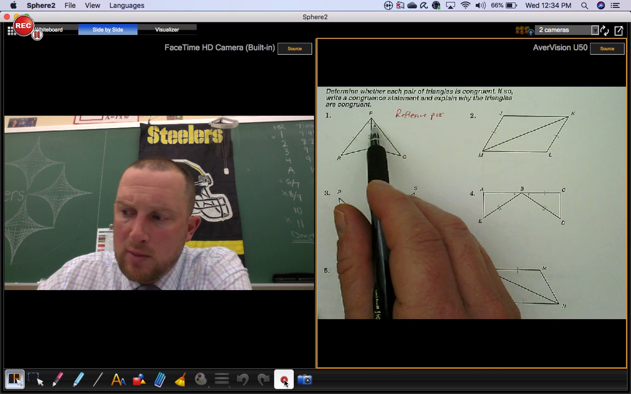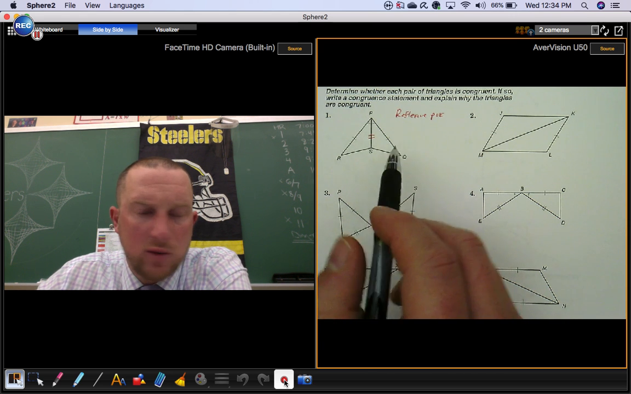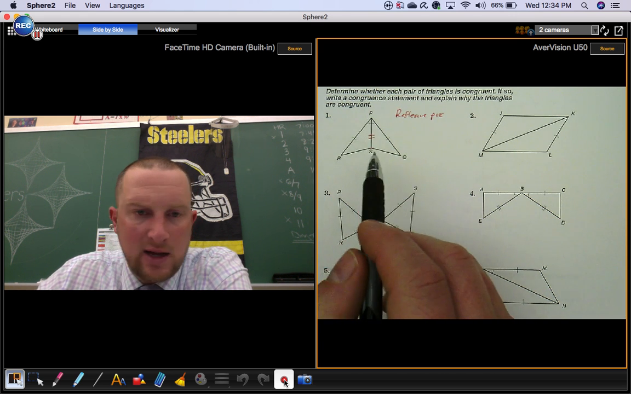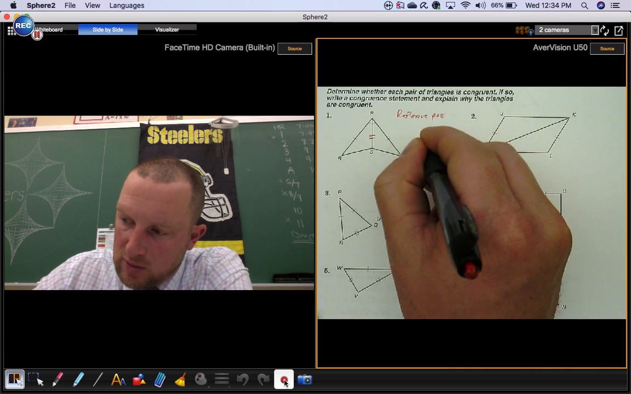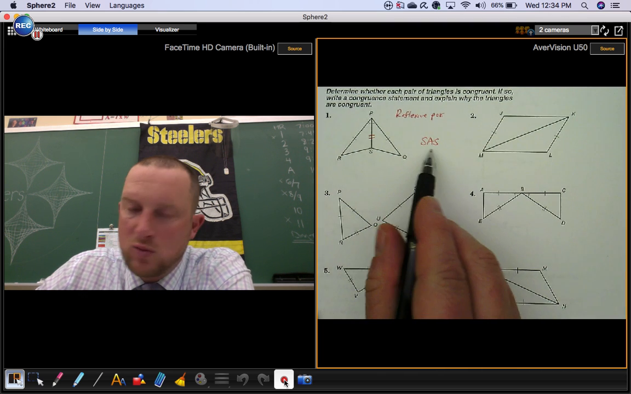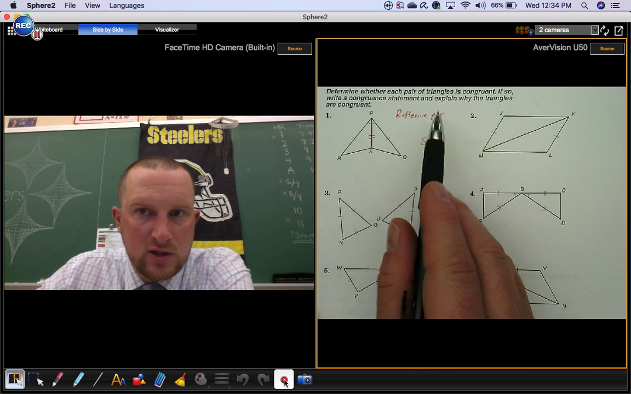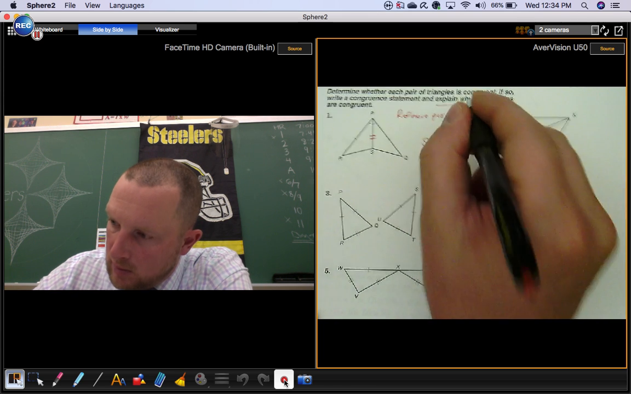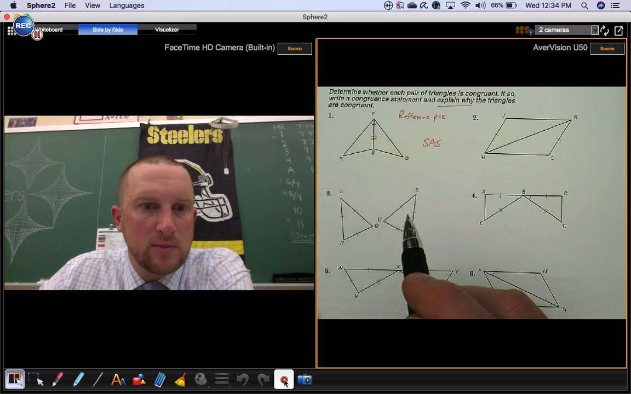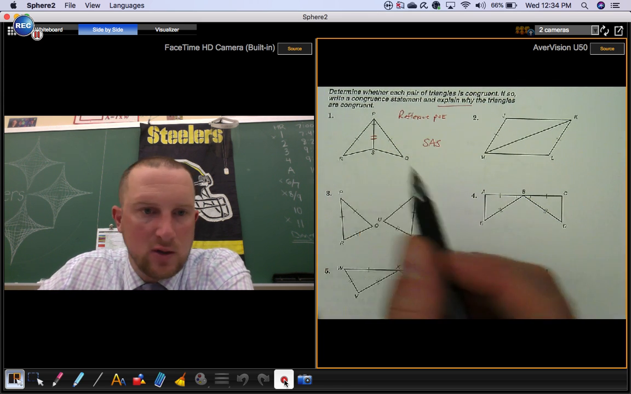Now, look at the marks now. Are these triangles congruent? We have 2 pairs of congruent sides. We have congruent angles in between. So this is why they're congruent. Explain why. They're congruent by side angle side. Now, you need to provide a congruence statement.